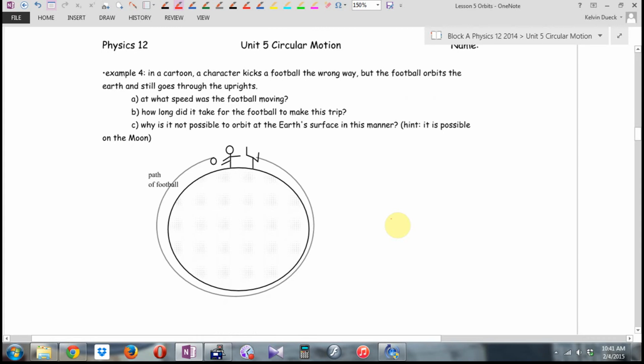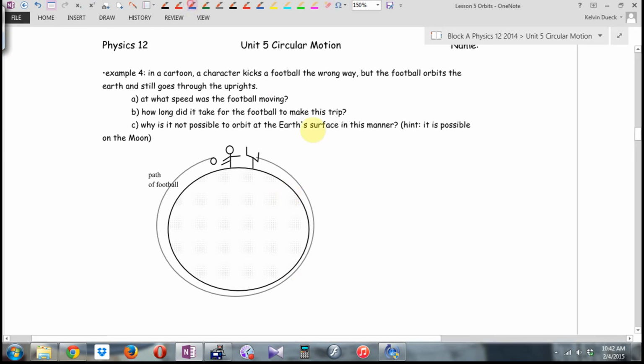Example 4, turn the page. In a cartoon, a character kicks the football the wrong way, but the football orbits the Earth and still goes through the uprights from the other way around. At what speed would that football be moving? What are they asking me to find here? This football is in orbit.